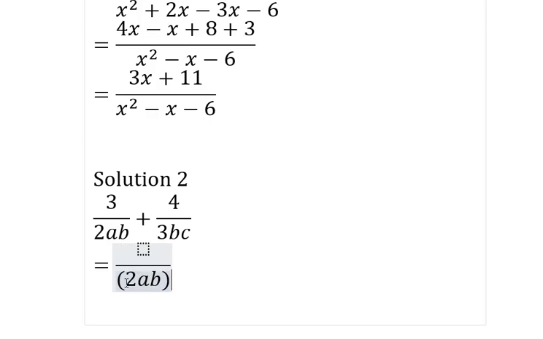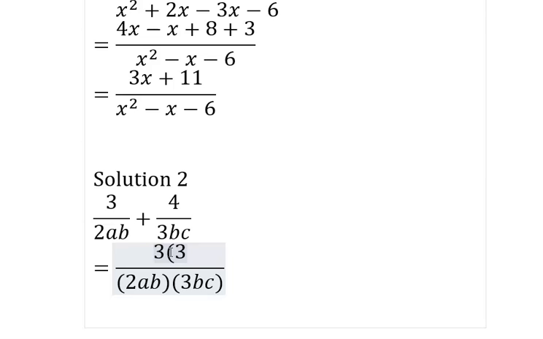3BC. That's the LCM. You can still multiply it together, you still get the same answer anyway. So let's go. How many times will 2AB go in 2AB, 3BC? It's just like saying 2AB will cancel 2AB. So you will be left with 3BC. So you say 3BC times 3. That's what you have. So you have plus here.